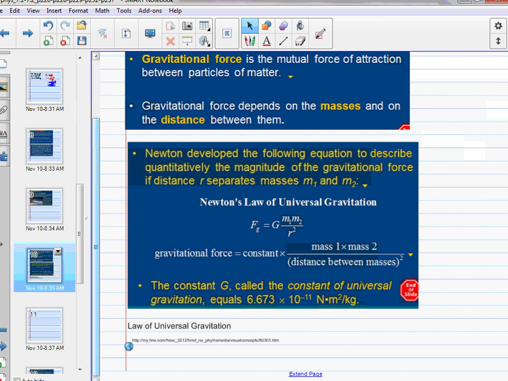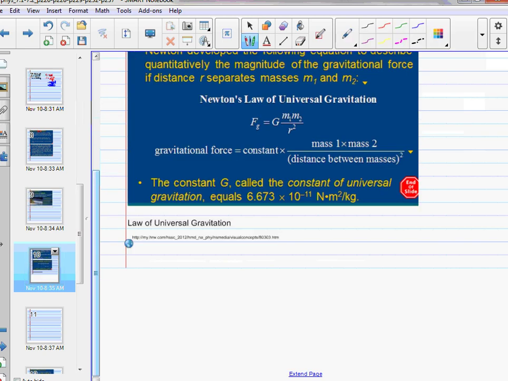Newton's law of universal gravitation. Gravitational force, force due to gravity, equals, now here's this big capital G. It's called the Universal Gravitational Constant. There's the number. You'll use it enough that you'll probably memorize it: 6.673 times 10 to the negative 11, and then a whole bunch of units. Always that number, we believe. Universal, should work anywhere in the universe, we think. Gravitational constant remains the same.